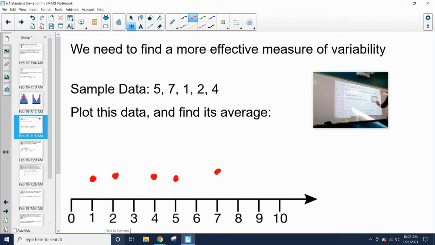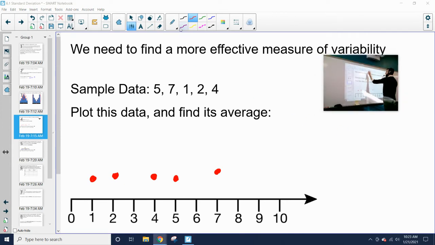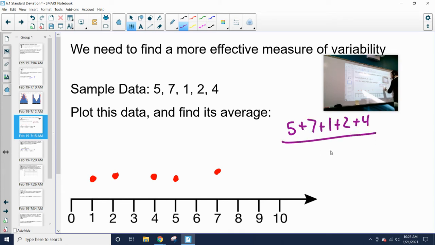If I find the average of these, we know the average is adding all the numbers together and dividing by however many numbers there are. So 5 plus 7 plus 1 plus 2 plus 4, all divided by, I have 5 points. If I add all of those together, that's 19 divided by 5 gives me 3.8. So my average point is 3.8, which is kind of like right about here.